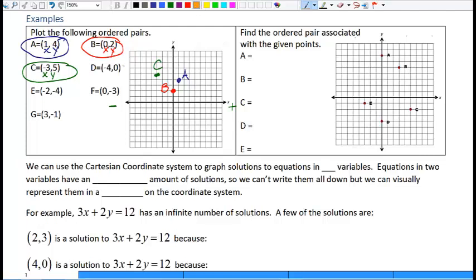We'll do one more and then I'll let you practice. So on the next one, (-4, 0) goes 1, 2, 3, 4 in the negative x direction, and up and down 0, so it stays right put on the x-axis. Alright, why don't you go ahead and pause the video and see if you can do the next 3 on your own.